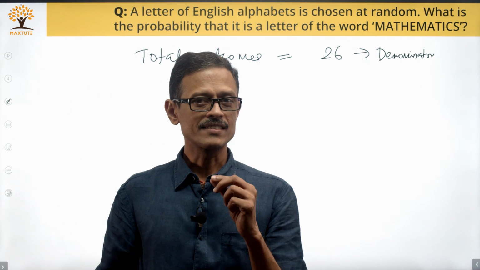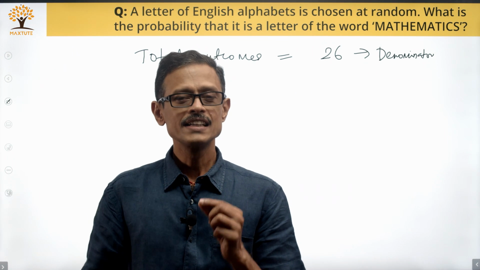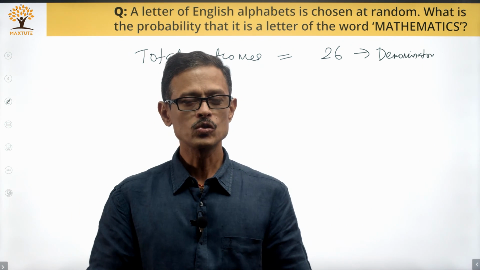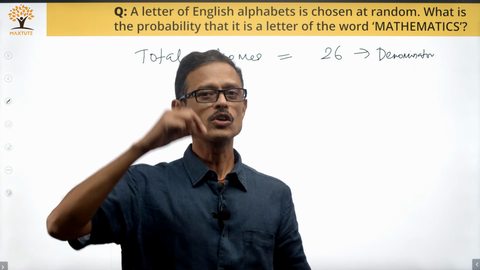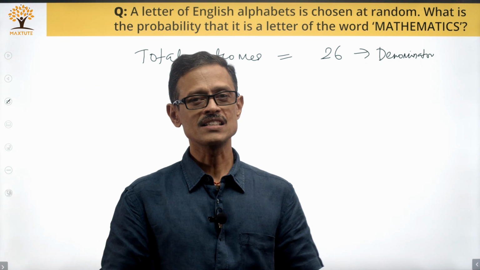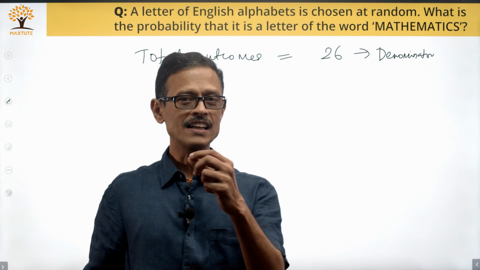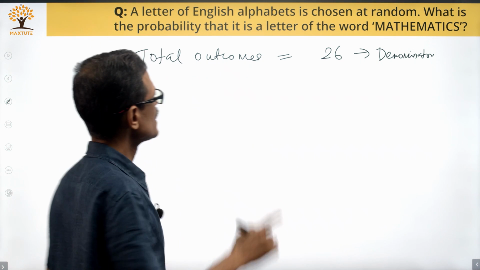Now, the favorable case is that the letter that you selected is a letter found in the word mathematics. So, what we are going to be doing is, we are going to list down all the distinct, unique letters that we find in the word mathematics. If we find a letter appearing a second time, we won't count it, right? Let us just list it down.